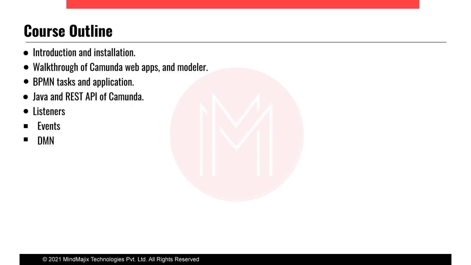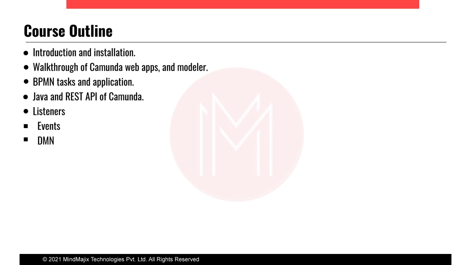DMN is the decision modeling notation. It is nothing but a rule engine that is provided by Camunda. It is in a tabular format, very readable and very easily configurable. So that also we will be covering in our course.